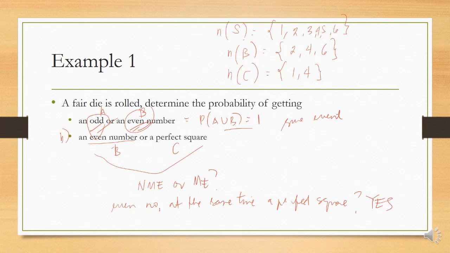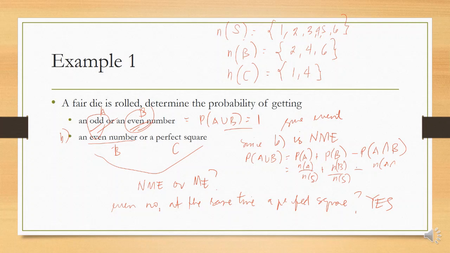Now, since letter B is an example of non-mutually exclusive events, they can happen at the same time, the formula that we will use is the one specified in the earlier formula: the probability of event A plus the probability of event B minus the probability of A intersection B. Expanding this, we have n of A over n of S plus n of B over n of S, minus n of the intersection of A and B over n of S.